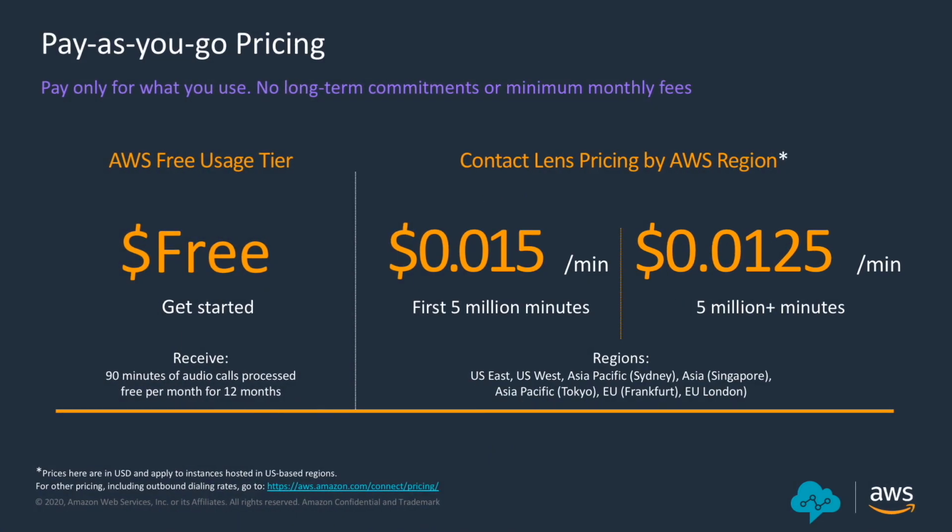As part of the AWS free tier, you can get started with Amazon Connect free for 12 months. Contact Lens for Amazon Connect offers a free tier of 90 minutes for audio calls per month, the same as Amazon Connect free tier usage. Contact Lens has clear usage-based pricing.